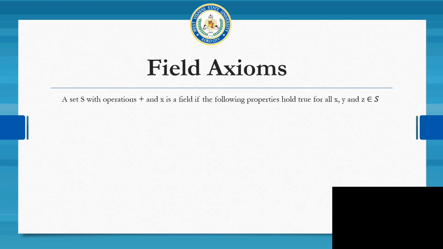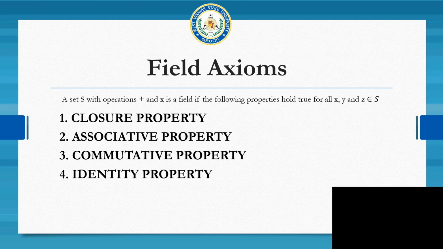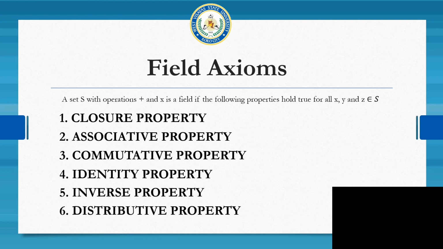On this slide, we will discuss about field axioms. A set S with operations addition and multiplication is a field if and only if the following properties hold true for all x, y, and z elements of the given set. These properties are closure property, associative property, commutative property, identity property, inverse property, and distributive property.